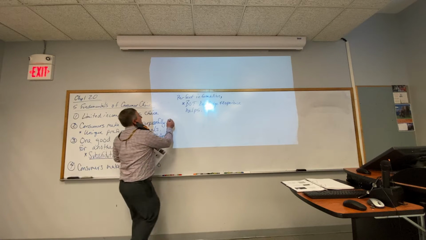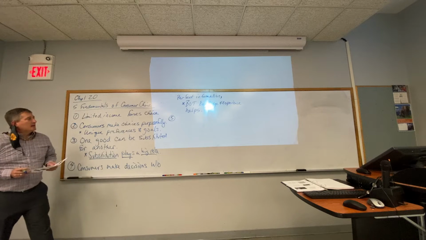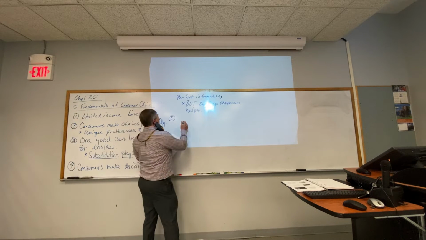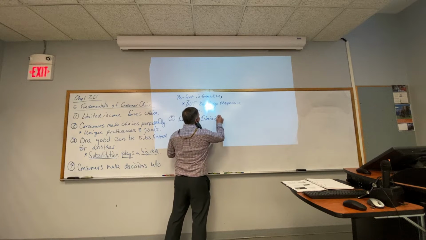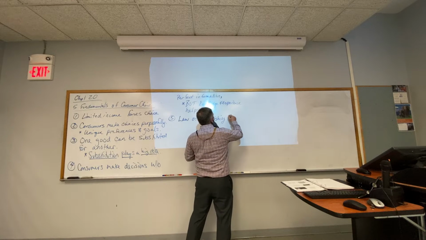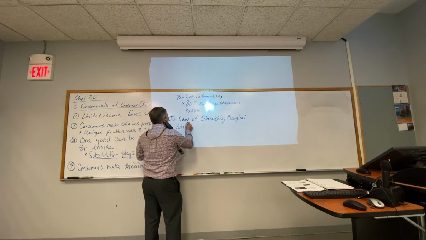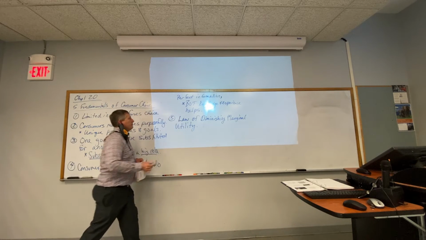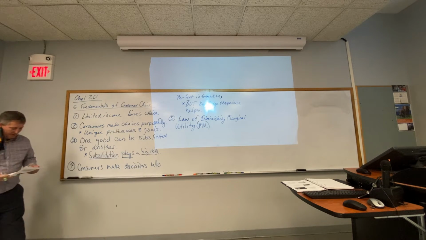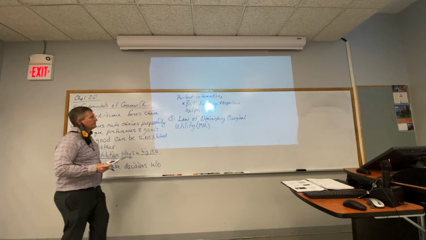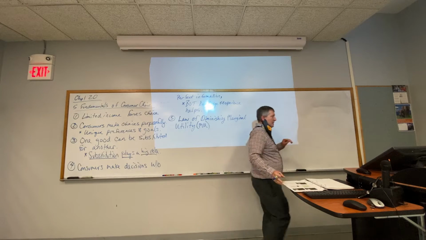All right, and lastly, number 5 is the one we're going to spend the most time on here. The law of diminishing marginal utility. Notice how some of these important chapters start off with laws. We'll use MU for the law of diminishing marginal utility. For that one, we're going to take a little more time to unpack it.